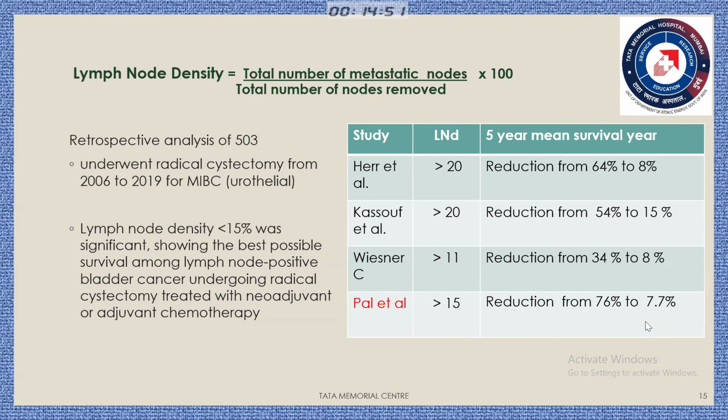Still, level 1 evidence is lacking with the lymph node count and lymph node density. These are considered as surrogate markers of adequate lymph node dissection.